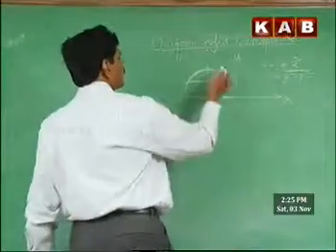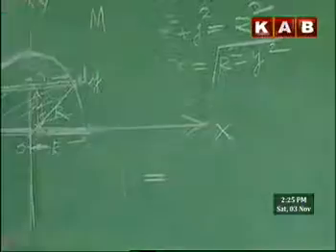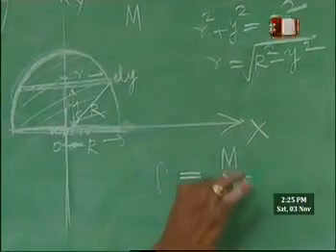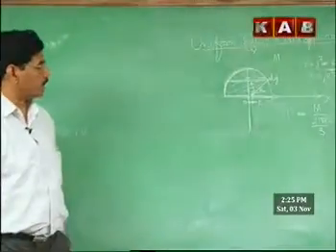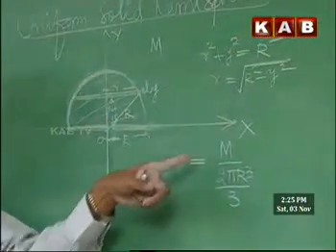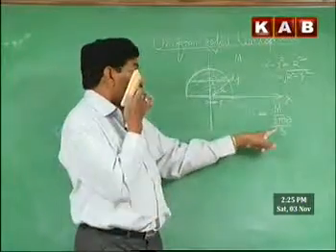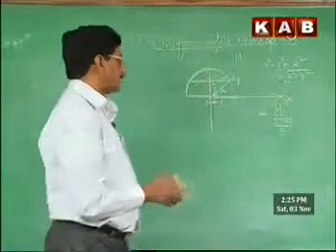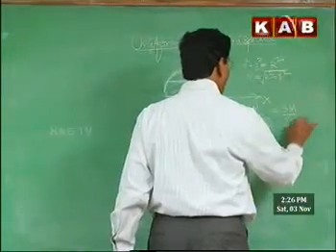First, the volume density of the hemisphere. The mass of the hemisphere is m and its volume is 2 pi R cube by 3, because 4 pi R cube by 3 is the volume of the complete sphere. The density rho is equal to the mass of the hemisphere divided by its volume. Therefore, rho is 3m by 2 pi R cube.